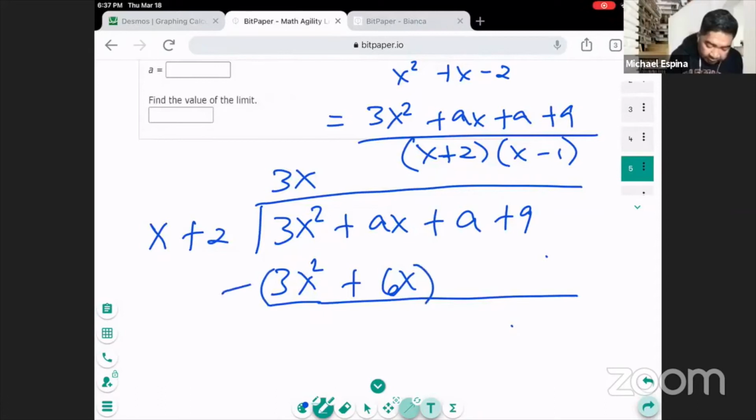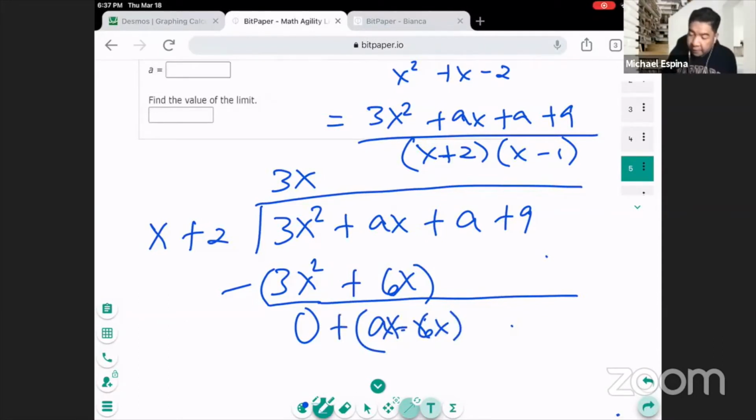So this will be 0. And then 6x. So ax minus 6x, right? So ax minus 6x. And then we have the constant a plus 9. Okay. So let's try to divide ax minus 6x by x plus 2, so that's a minus 6.